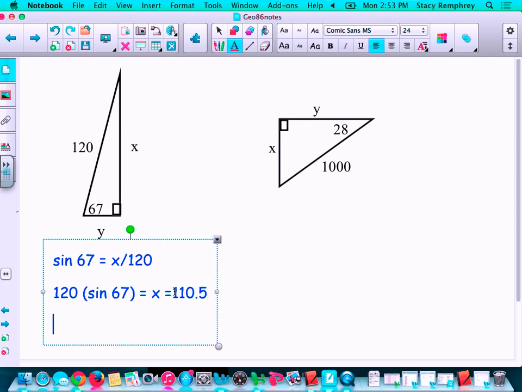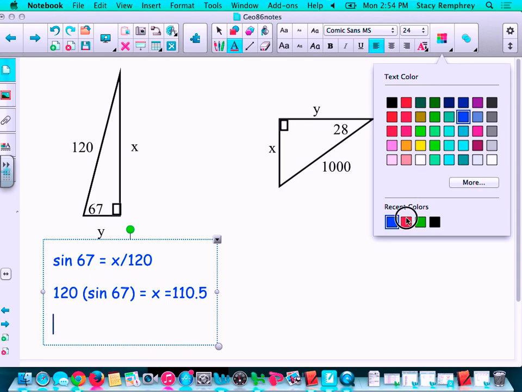Now, after that, you might say, well, I can use Pythagorean theorem now. It's not the best idea because look at how much rounding we had to do to get to the 110.5. And once we plug it into Pythagorean theorem, there's going to be more rounding involved. So I'm going to recommend that you do not use Pythagorean theorem unless it came out to be a whole number.